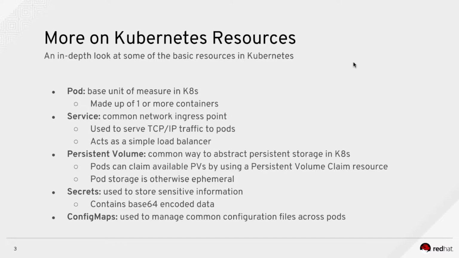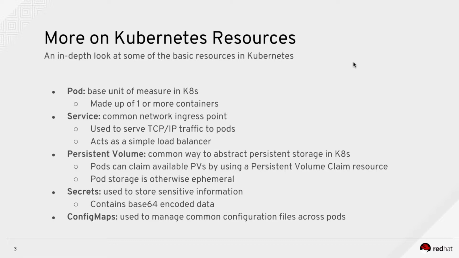A service is a common network ingress point used to serve TCP/IP traffic to the pods. So this basically acts as a fixed IP address for the pods. Pods on the back end are ephemeral. They come and go. They're assigned IP addresses out of a pool, so there's no static way to communicate with a pod directly. So there's a service abstraction which acts as a kind of networking load balancer that sits in front of the pods at a network level.